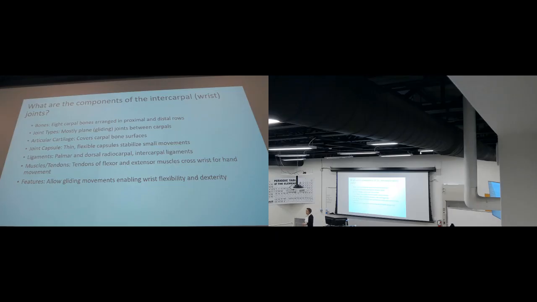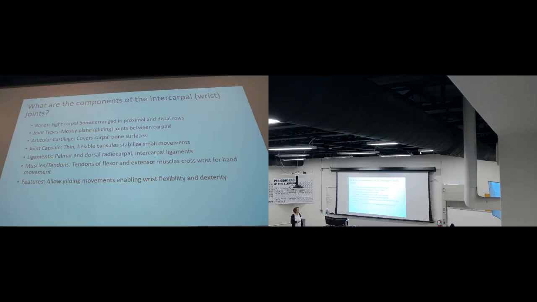Now, components of the wrist joint, the intercarpal joint. So remember, we have 8 carpal bones arranged in 2 rows. So we have the proximal row and the distal row. And we have a scaphoid, lunate, triquetrum, and pisiform in the proximal, and then you have trapezium, trapezoid, capitate, and hamate in the distal row.